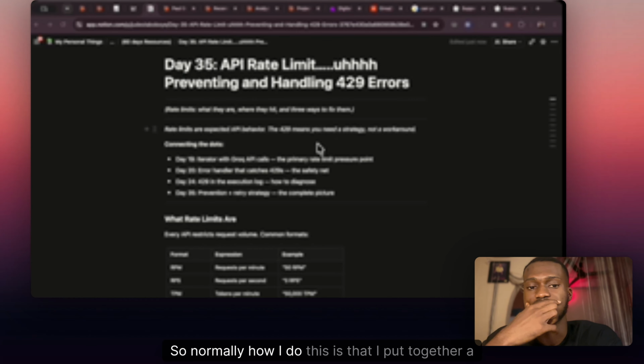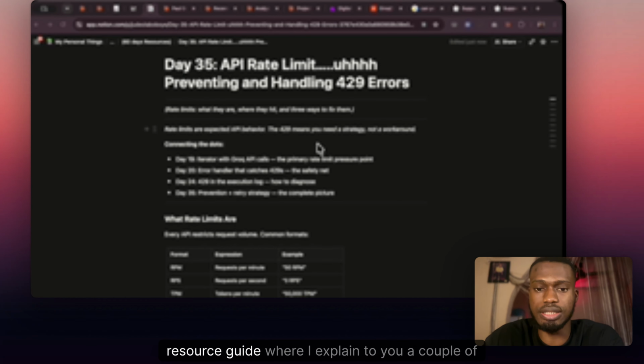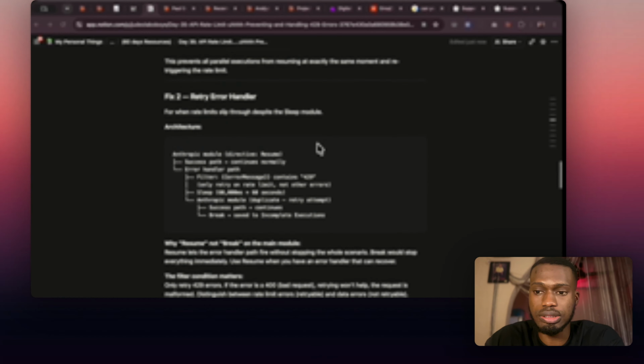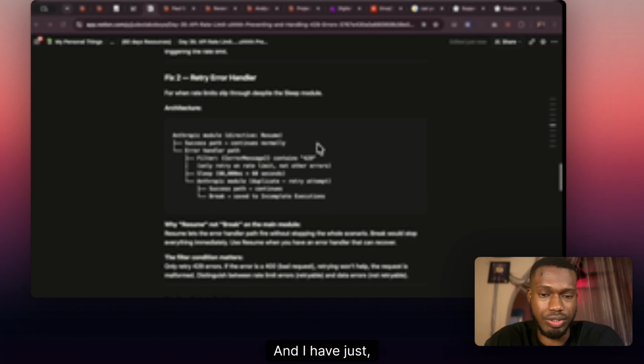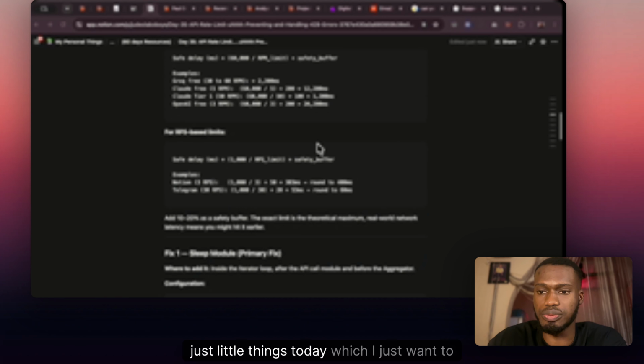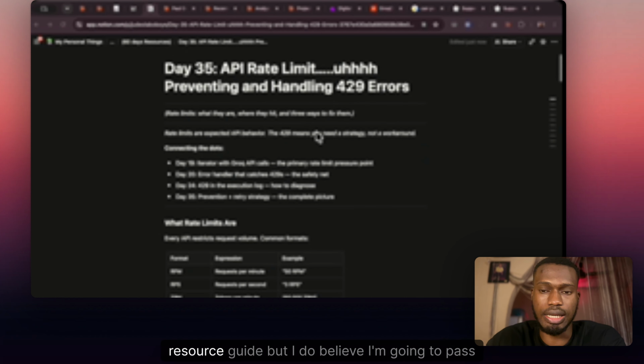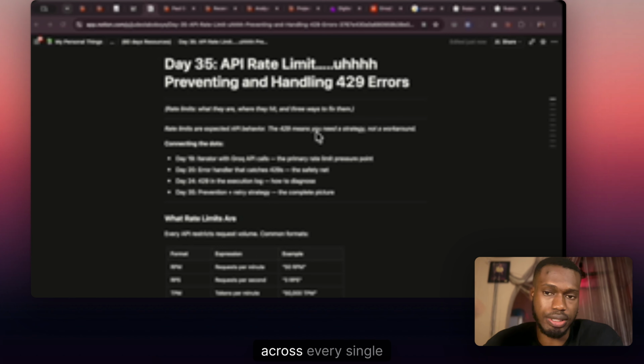So normally how I do this is that I put together a resource guide where I explain a couple of things on that particular day, and I have just a couple of little things today which I want to explain. I might not even go through the entire resource guide, but I do believe I'm going to pass across every single thing I understand about this.